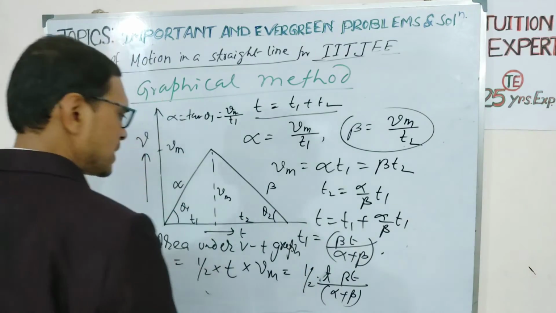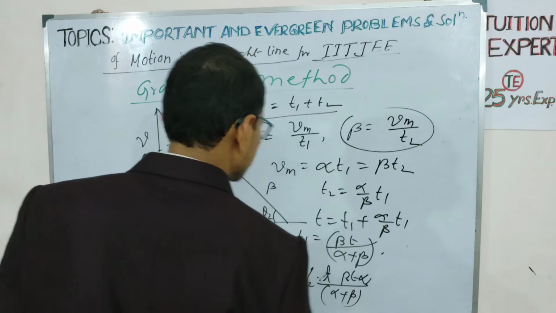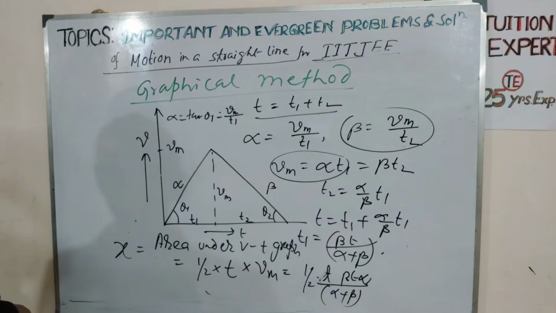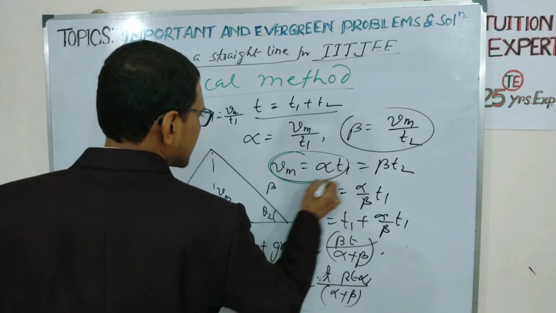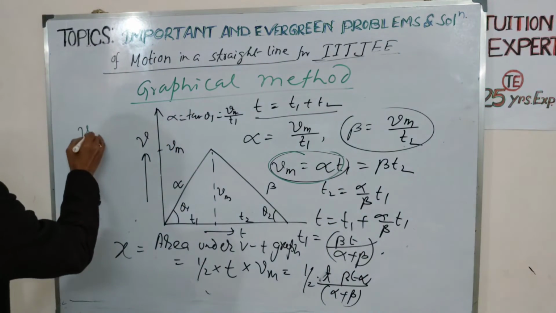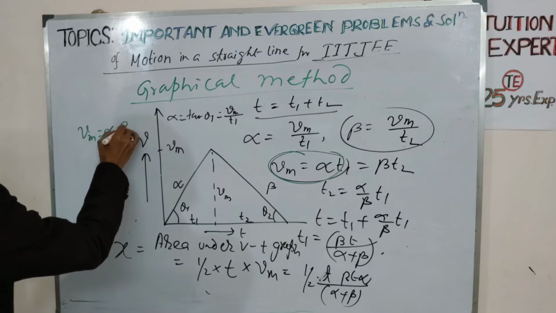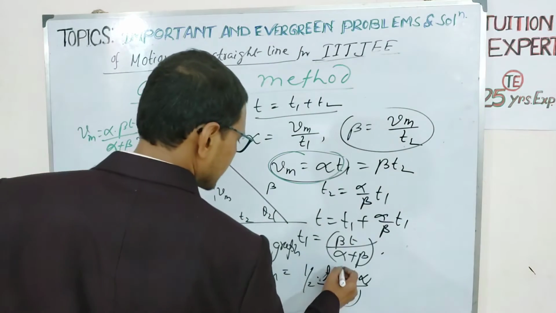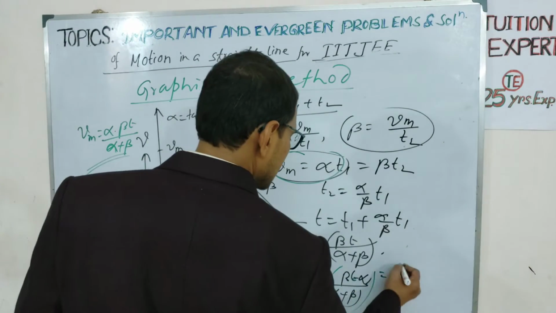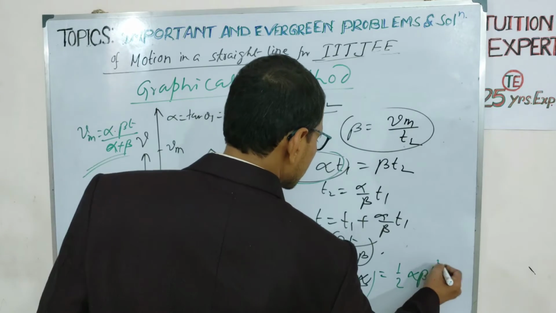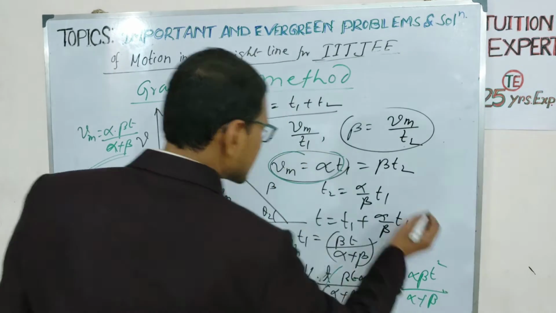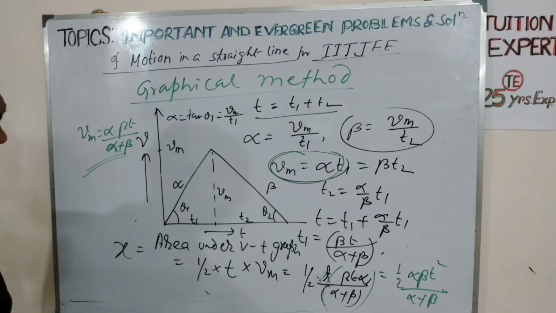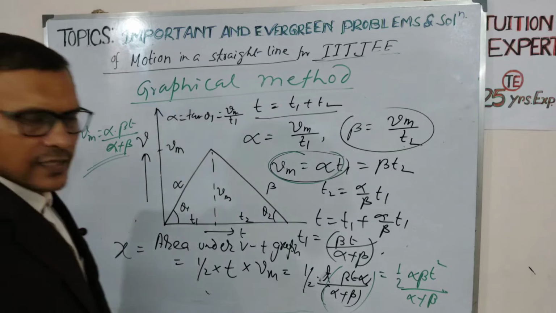t1 equals this. So Vm equals alpha t1, put t1 here, and we get Vm equals this. Now put Vm here, we get half alpha beta t square by alpha plus beta. So this is the distance traveled. So by drawing the velocity-time graph we can easily find the maximum velocity and the distance traveled.